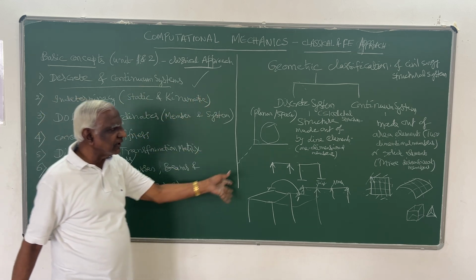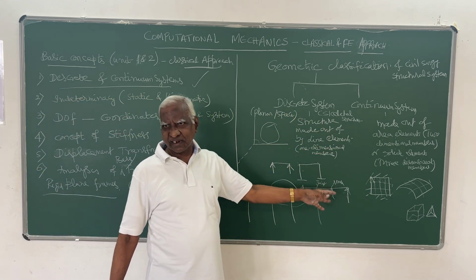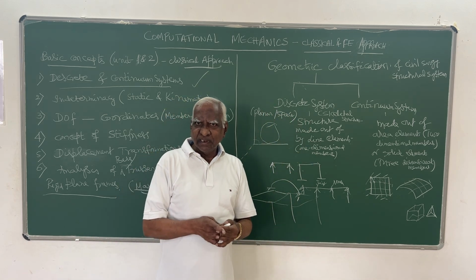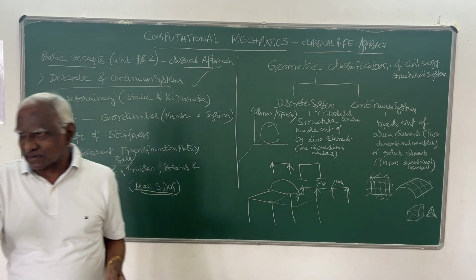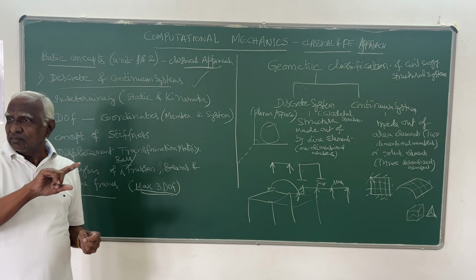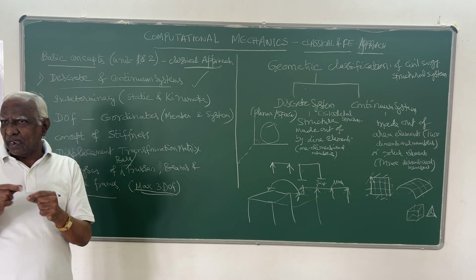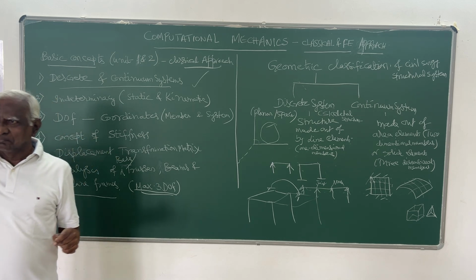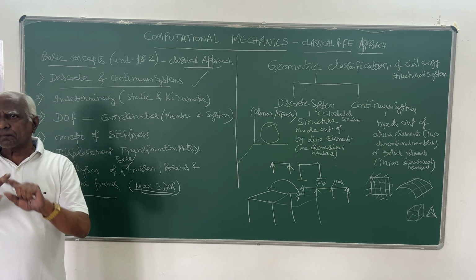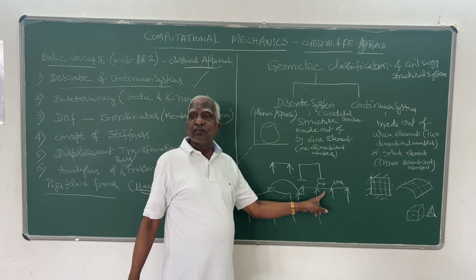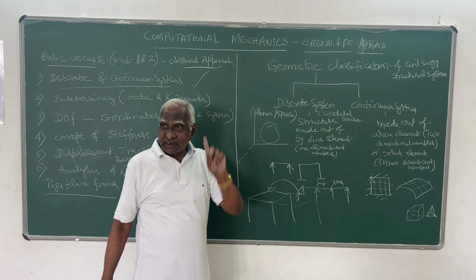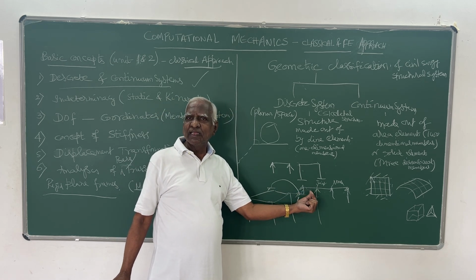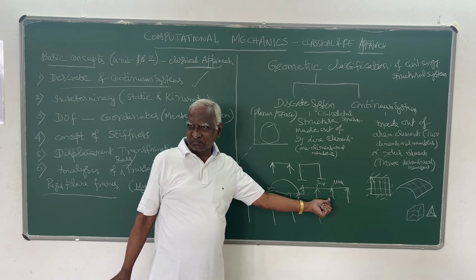Any structure will come under only this category, either discrete variety or frame structure. Discrete means frame structure. A frame structure is also a skeletal structure. It is made out of only line elements, which are interconnected by only a finite number of points. There will be a number of points, and these finite number of points we call joint or node. And between the nodes you have the element or member, right?